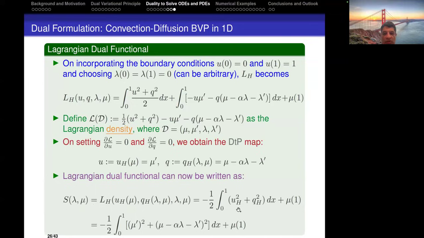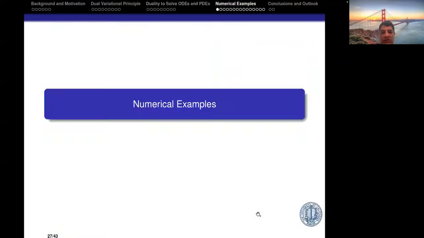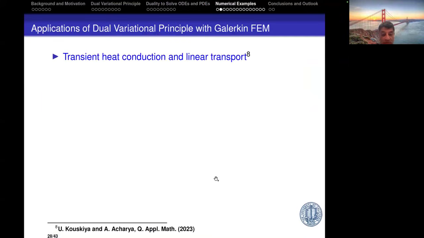S of lambda mu is this. And you can see it has a similar structure because of the choice of H. So again, you get minus half U squared H plus Q squared H dx, plus this mu of 1, which is that term which is left over. And now if you want to plug it in, you see, okay, what is U of H? It's mu prime. And what is Q of H? It's mu minus alpha lambda minus lambda prime, right? So of course, you take its first variation with respect to lambda and with respect to mu, and then you can discretize it, and you can get your linear equations depending on what you solve, right?